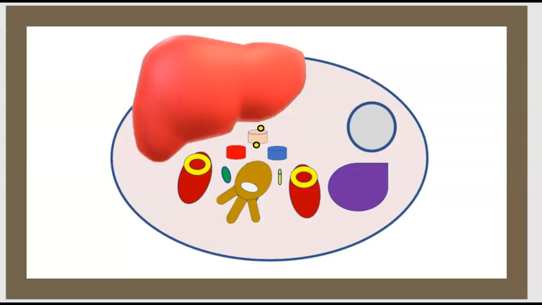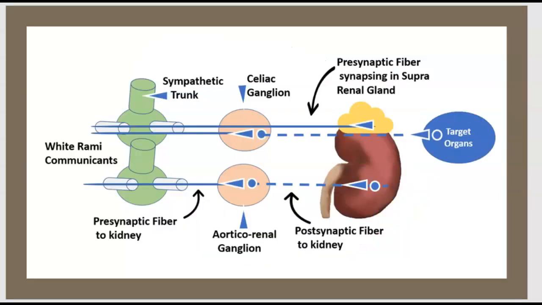Many cells are scattered in ganglia of the GIT, making ganglia in the heart, making ganglia in the uterus, as the sympathetic trunk and the celiac ganglion, and there is presynaptic fiber synapsing in the suprarenal gland.